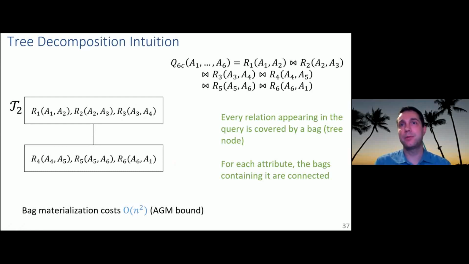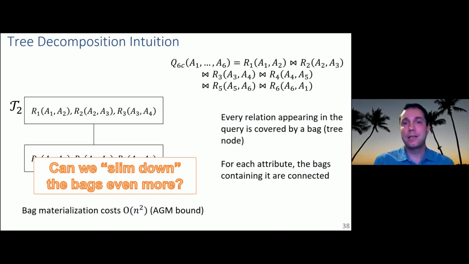We still satisfy both of the properties that we want. Every relation is covered, and all the attributes are connected. You can see the only interesting ones are A4 and A1, which appear in both of these. The others appear in only one bag anyway. And now the good news is that by doing this decomposition, the cost goes down to n squared, because materializing this, essentially a 3-path query, in each of the nodes takes only order n squared.